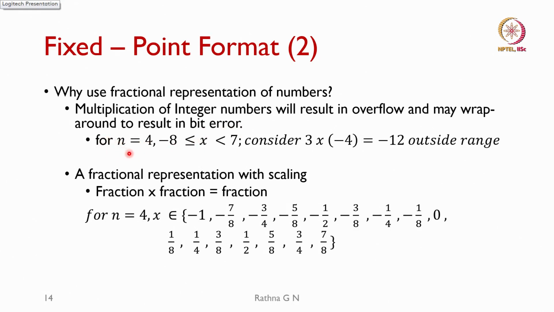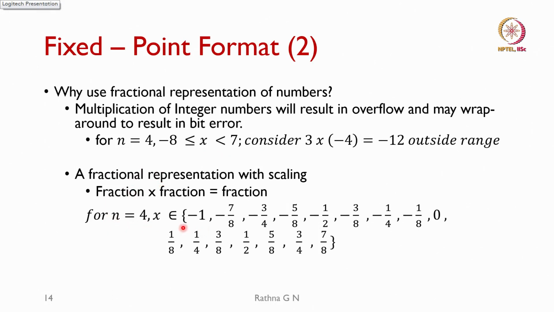For n equal to 4, x can be represented between minus 8 and 7. So, consider the multiplication of 3 into minus 4. The result has to be minus 12, all of us know. You may wonder why I am talking about primary class multiplication. But as we can see, the range I can represent is between minus 8 and 7, so minus 12 is outside the range. Okay. So, the same thing, if I represent in the fractional representation, I assume n equal to 4.